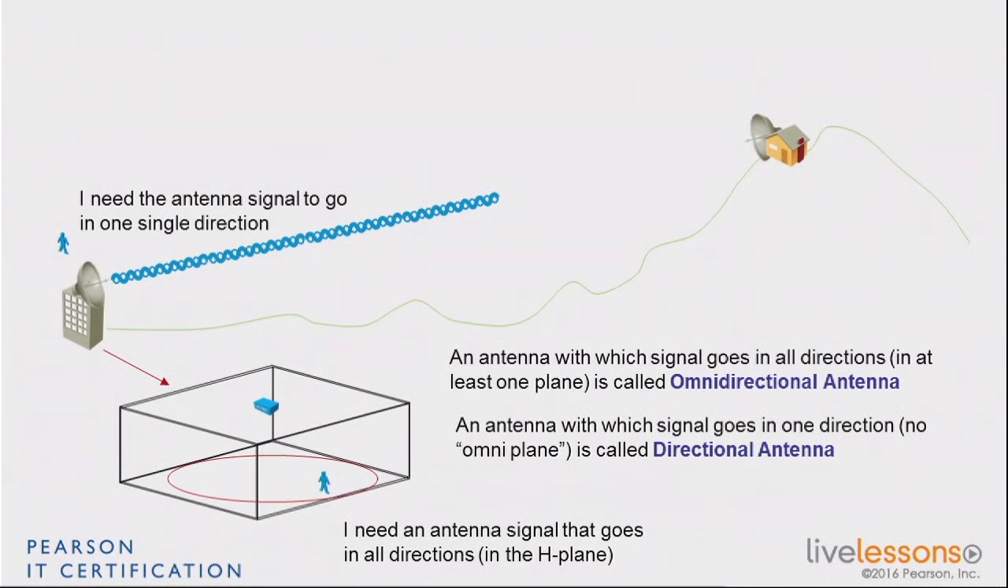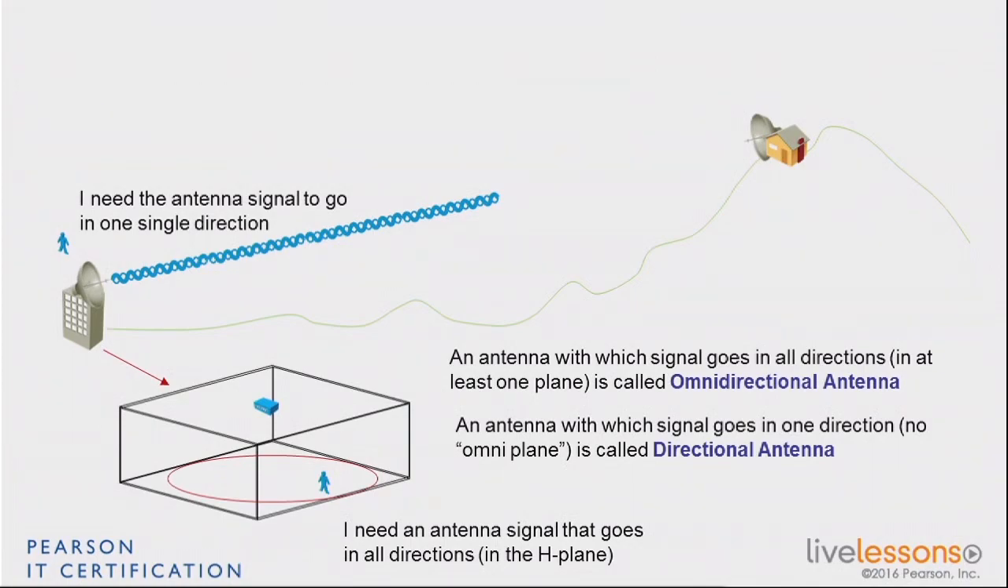That is to say, if you look at the access point or the antenna from the top, you'll see it spreading like a circle all around. Of course, if you look at it from the other side, maybe it doesn't sphere out. It may have a different shape, but at least in one plane, it will be going in all directions.